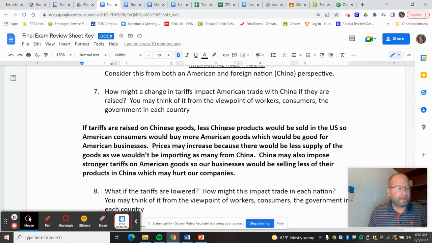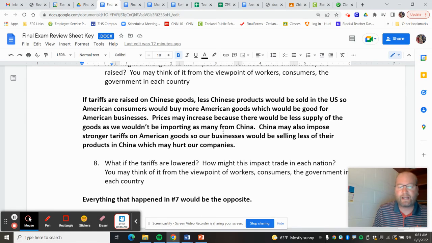Okay, then with international trade, the last kind of stuff that we've talked about, consider this from both an American and foreign nation, China perspective. How might a change in tariffs impact American trade with China if they are raised? You may think of it from the viewpoint of workers, consumers, or the government in each country. Okay, so if tariffs are raised on Chinese goods, less Chinese products would be sold in the United States. So American consumers would have to buy more American goods, right? Because there's less Chinese goods available, which would be good for our businesses. Then our businesses are going to be able to make profit. They're going to be able to sell a lot of things.